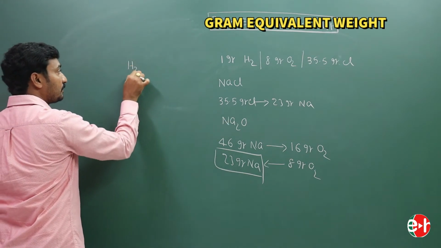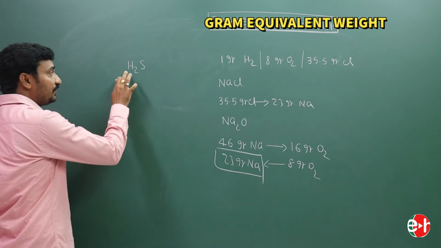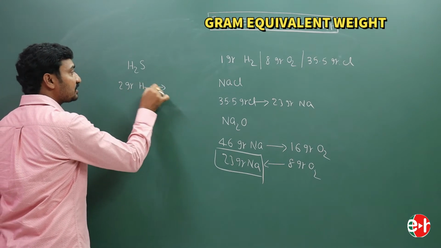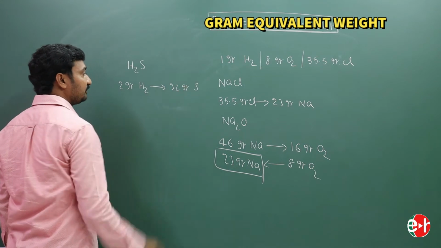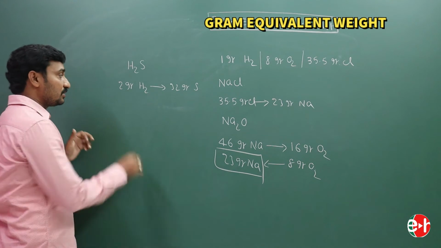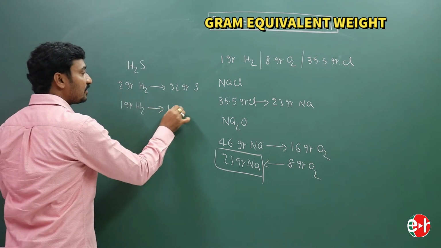Next one, H2S. In this one, with 2 gram hydrogen, how many grams of sulfur combined? Sulfur atomic weight is 32, so 32 grams sulfur combined. But according to the definition, the weight of the element that combines with 1 gram hydrogen: with 1 gram H2, it is 16 grams sulfur.